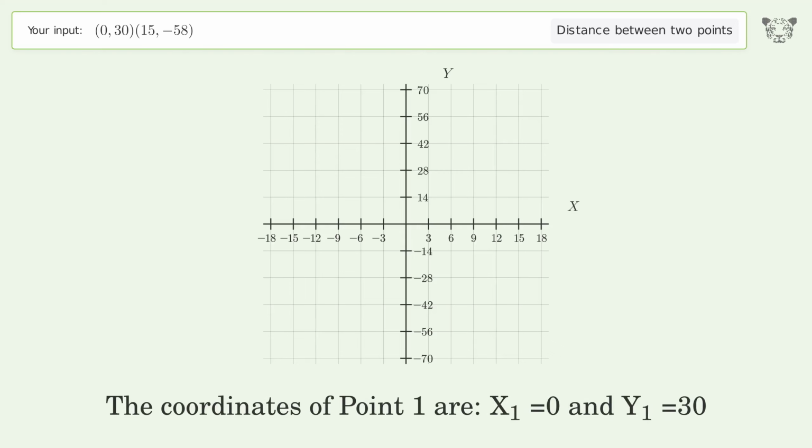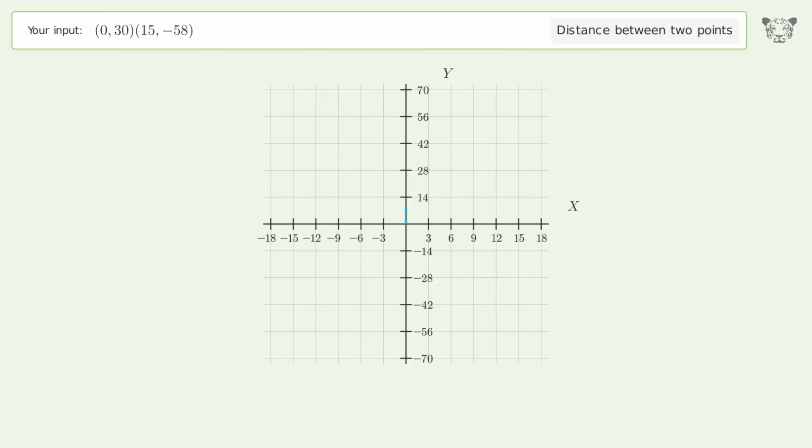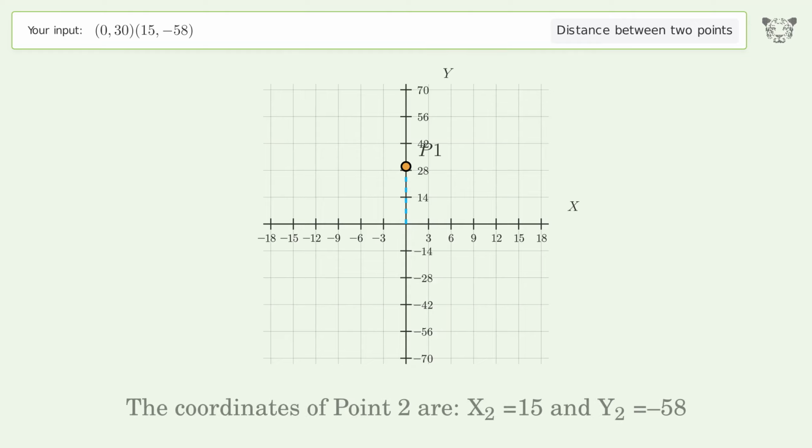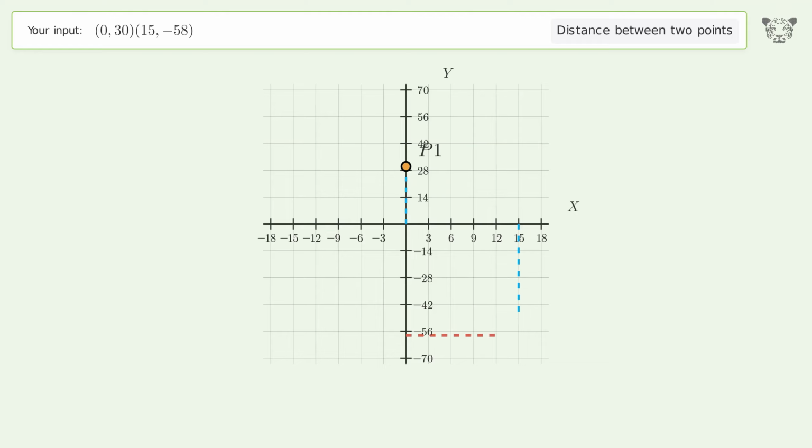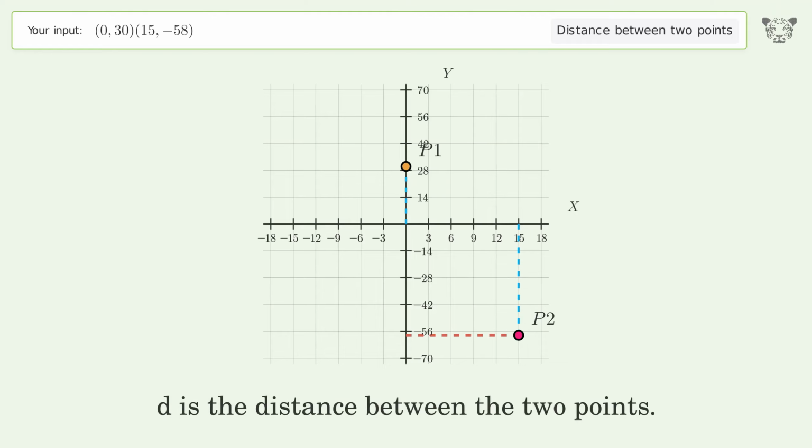The coordinates of point 1 are x1 equals 0 and y1 equals 30. The coordinates of point 2 are x2 equals 15 and y2 equals negative 58. D is the distance between the 2 points.